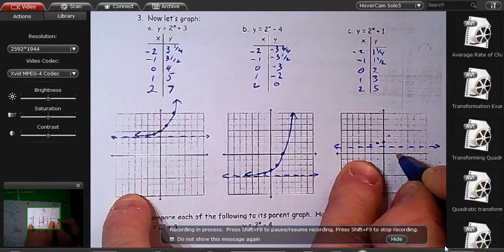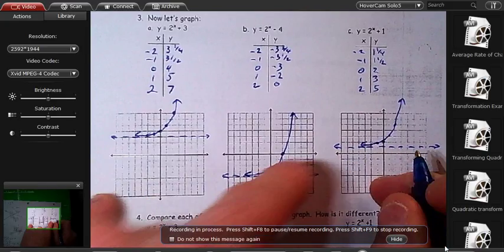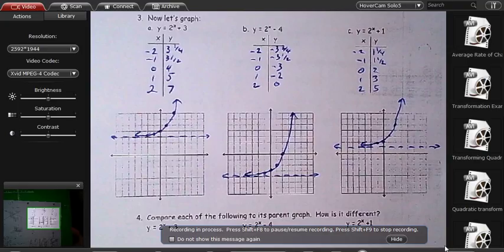And again, the curve looks exactly the same as our parent function because the only thing we changed was whether it was up or down. We moved it up 1 unit. The asymptote went up 1 unit, and all the points of the graph went up 1 unit. Very simple concept. This is so easy.